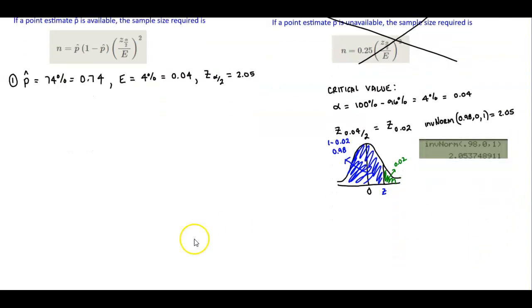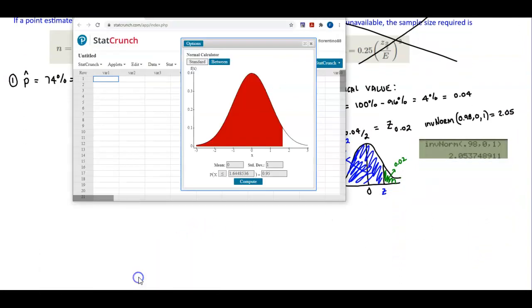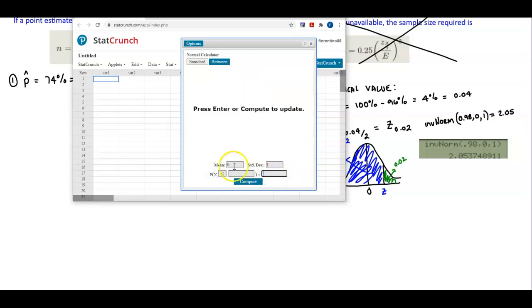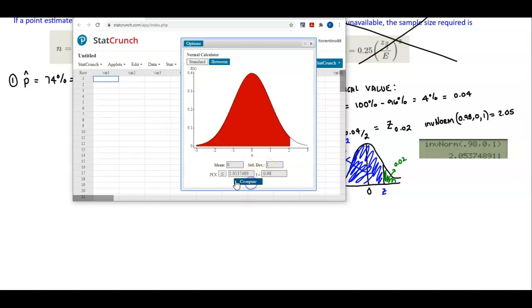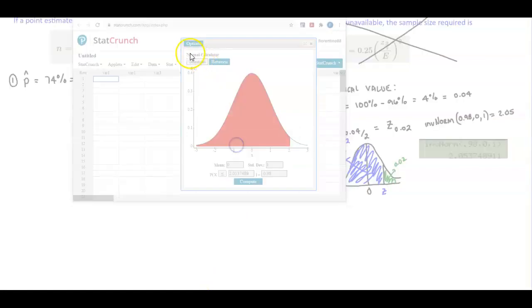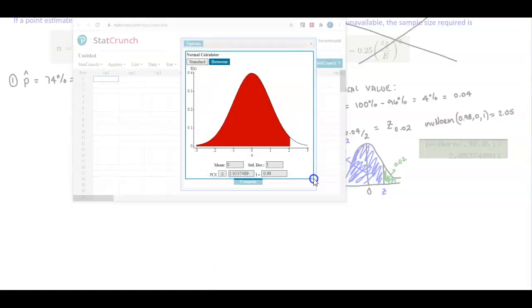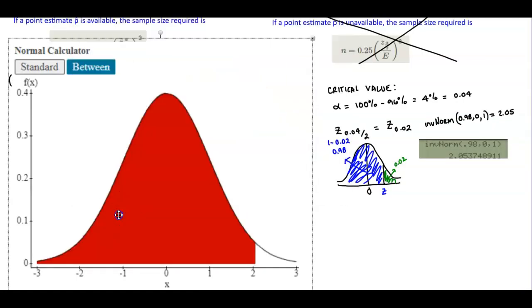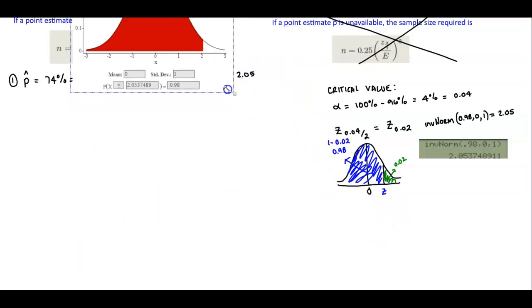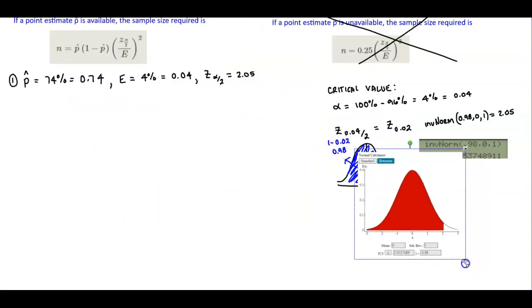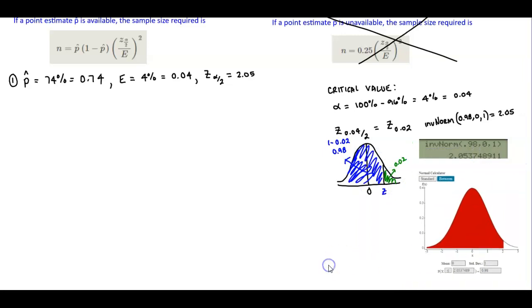Now again, let's just make sure that we know how to do this on StatCrunch. We know that the mean is 0, the standard deviation is 1, and the area that we want to the left, because this is a less than, is 0.98. When we compute that, we get the same result, which matches the graph that we just drew. So that's another way of finding the critical value.